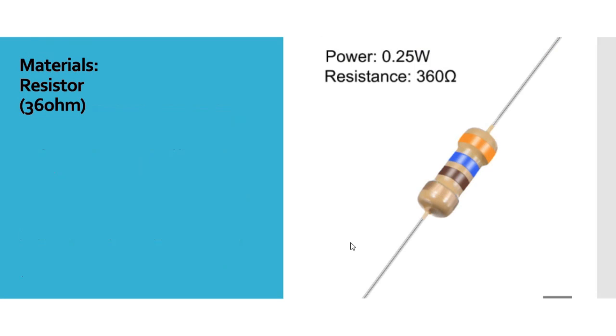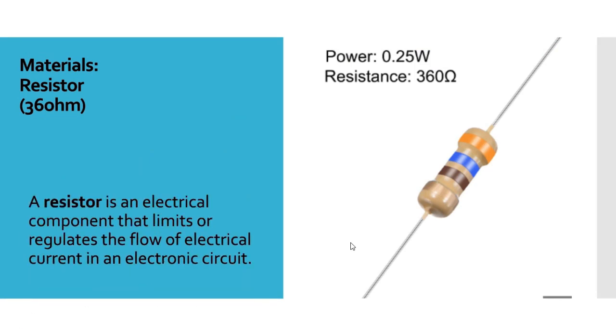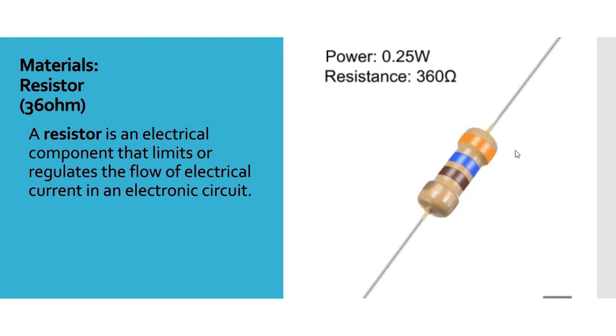The last and final part is a resistor of 360 ohms. We use this part in the case of the 9-volt battery. As the voltage of the 9-volt battery is too high, we use this component to limit the flow of electric current in the circuit to avoid burning the LED. If we connect the 9-volt battery directly, it will burn the LED.